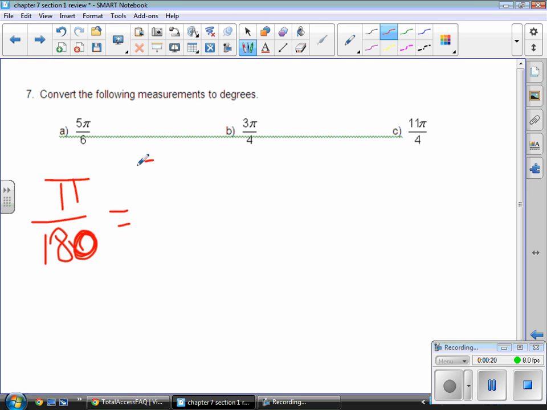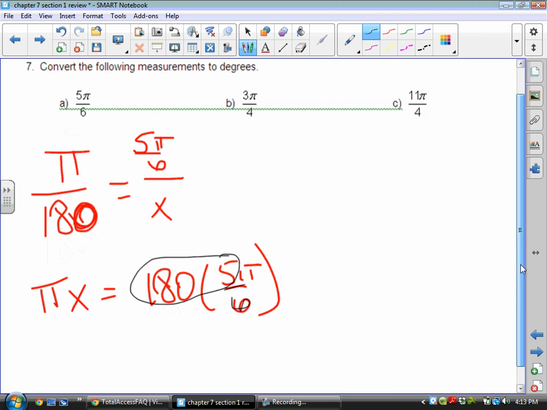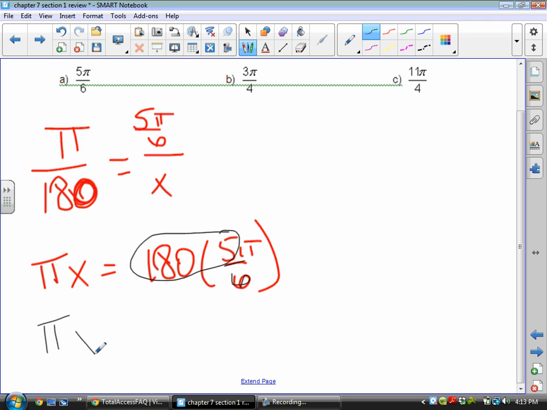Now I know 5 pi over 6, but I do not know the degree equivalent to that. So I'm going to cross multiply, pi x. I'm going to leave them as pi's. Then I'm going to take 180 times 5 pi over 6. To do this, I'm going to just take 180 times 5 and then divide it by 6 at the end.